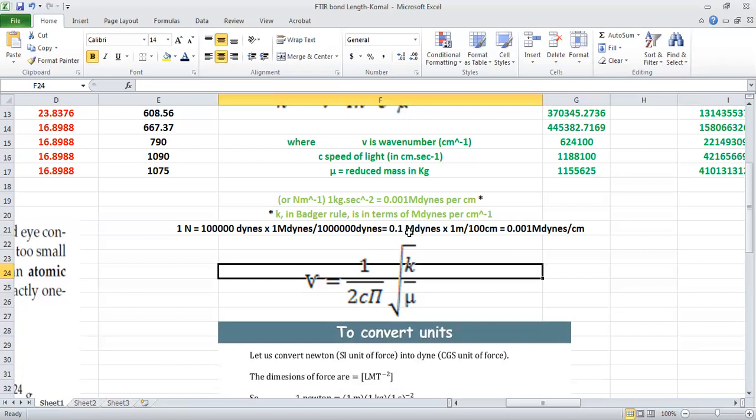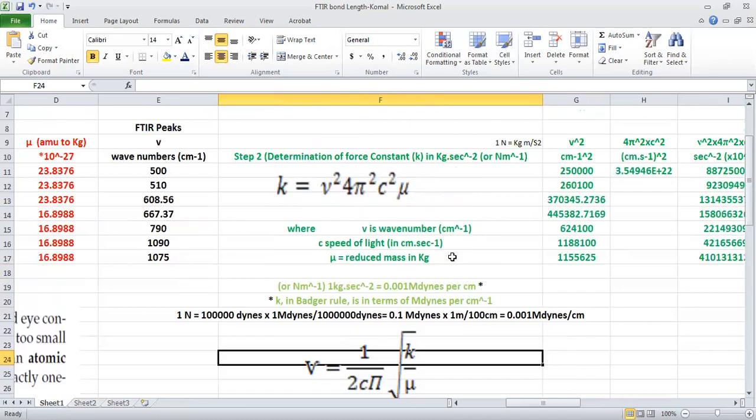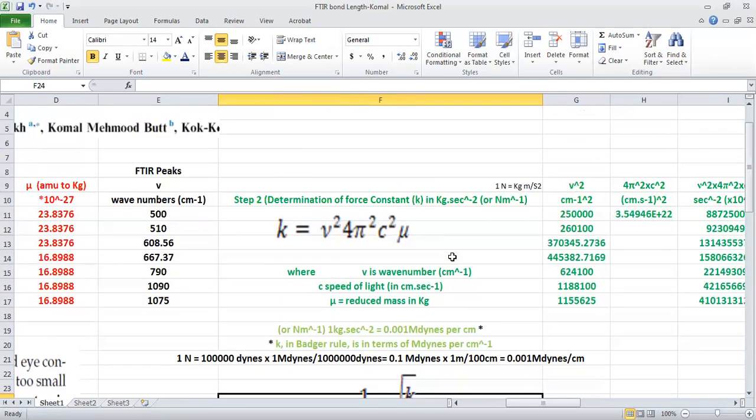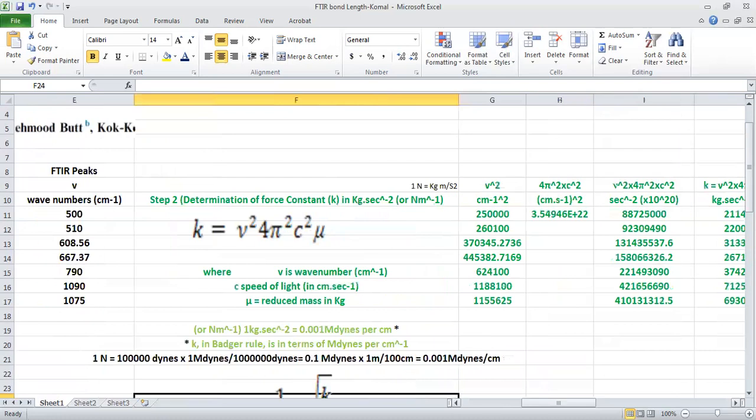And what is the overall figure? The value is 0.1 divided by 100. This will give you 0.001 megadynes per centimeter. So this is the conversion. In short, you will use this conversion, but you must know how to convert one unit to another unit. Now moving to the calculation. If you have understood this, it will be very easy to calculate the units.